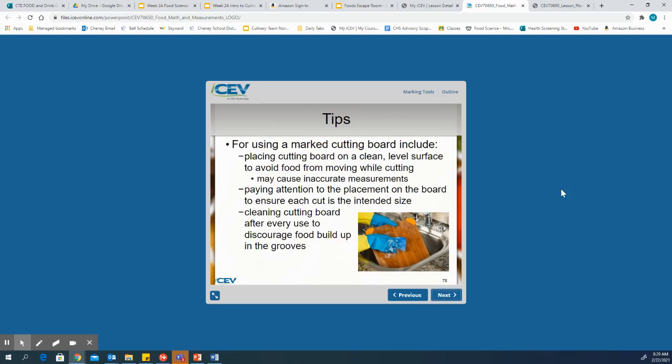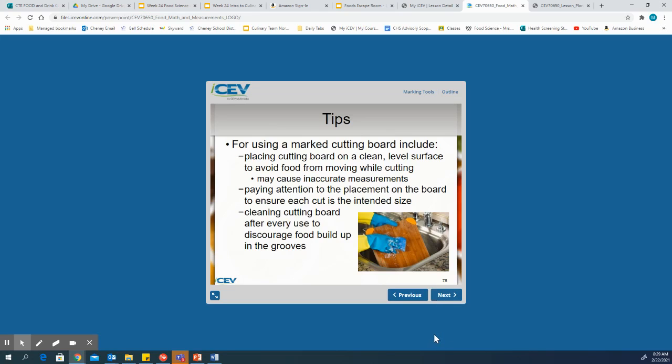So here are a couple little tips for using a marked cutting board. Include placing the cutting board on a clean, level surface to avoid food moving while cutting. You want to pay attention to the placement on the board and ensure each cut is the intended size. And you want to clean the cutting board after every single use, just to make sure that food doesn't build up in the grooves.